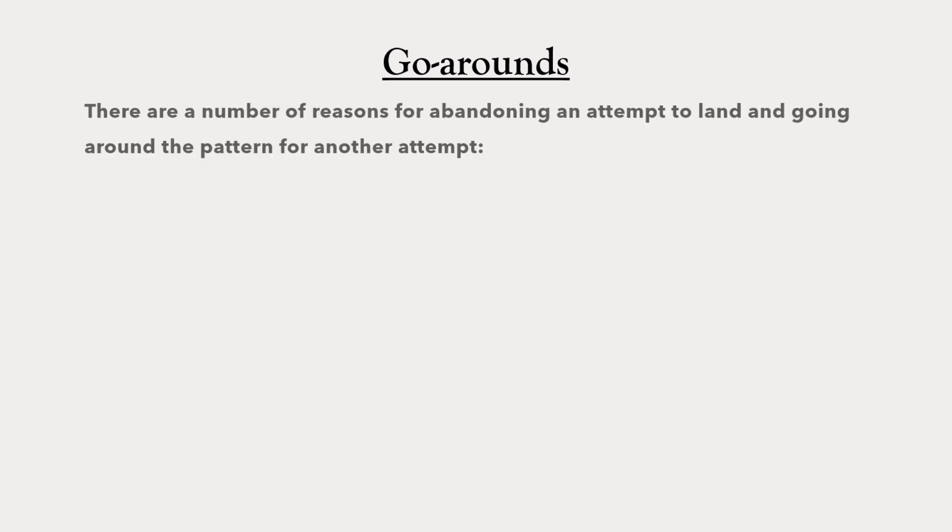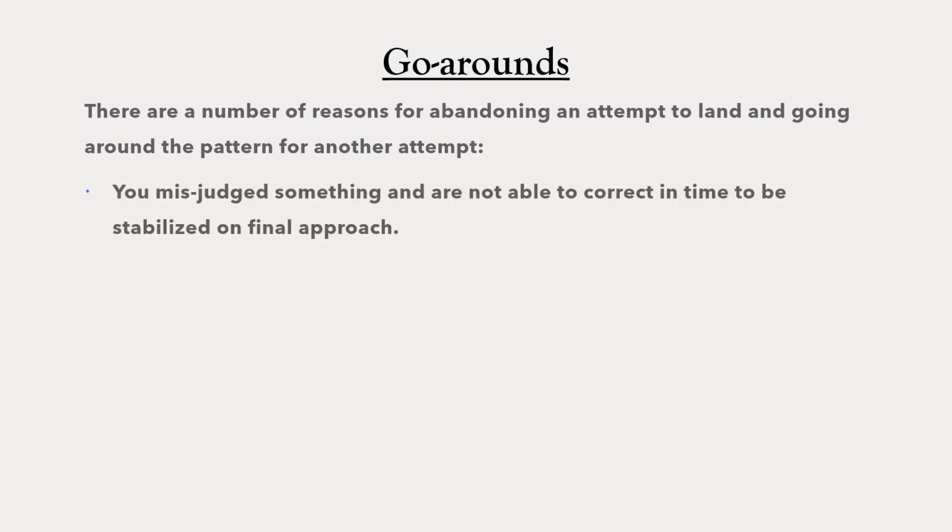Speaking of go-arounds, that's our next topic. So there's a number of reasons why you may want to abandon an attempt to land and go around the pattern to make another attempt. One reason is that you just misjudged something. You either ended up too high or too low or off course, off speed. Something just wasn't right when you were supposed to be stabilized on final approach. So go around, try again, get it right the next time.